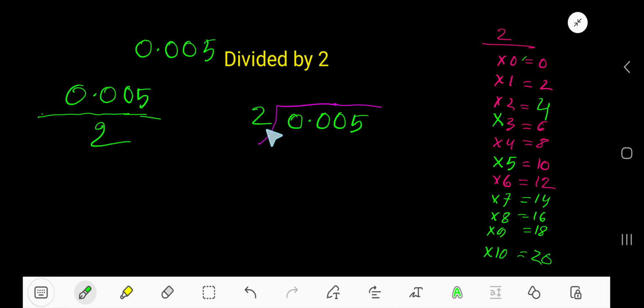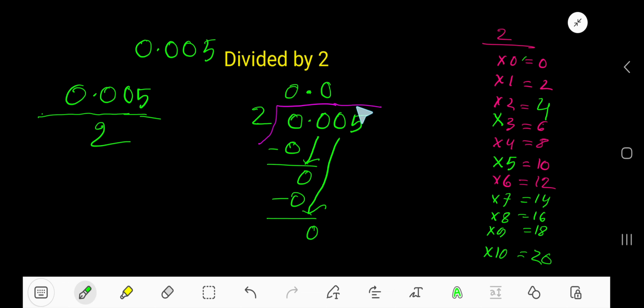Okay, look, 2 goes into the 0 how many times? 2 goes into 0 0 times. Write 0. 0 times 2 is 0. If you subtract, you are getting 0. Bring down this 0. But before this 0 there is a decimal. The decimal must come into the quotient directly. Since you have brought down the 0, 2 goes into 0 0 times. 0 times 2 is 0. Subtract, 0. Bring down this 0.